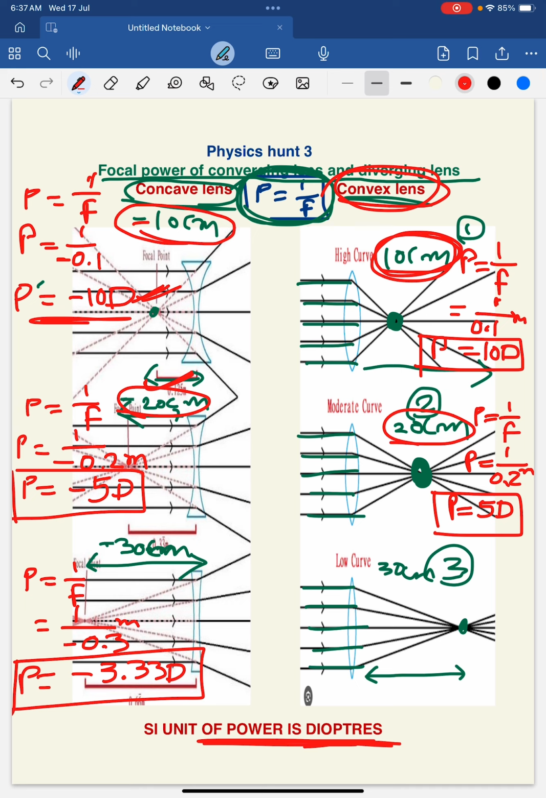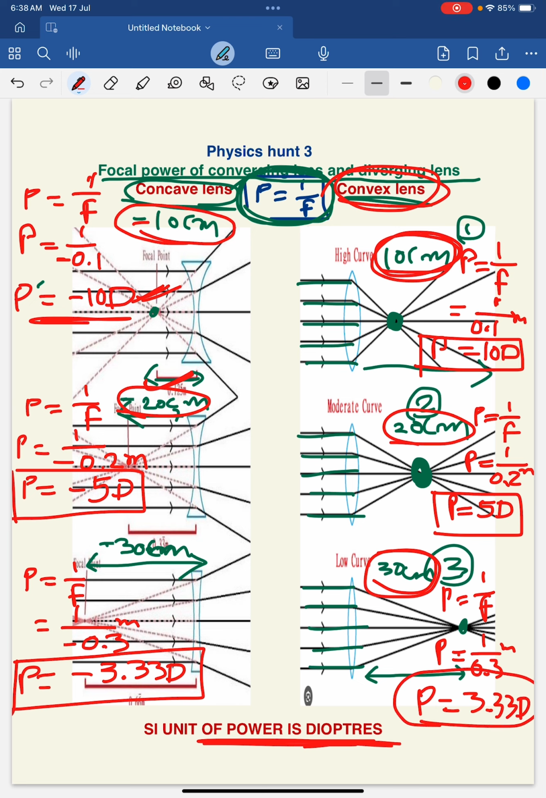Now coming to the third diagram, power is equal to 1 by focal length. Here the focal length value is 30 centimeter. Convert that 30 centimeter into meters, so you will get power is equal to 1 by 0.3 meter. 1 by 0.3, if you simplify, you will get 3.33 diopter.